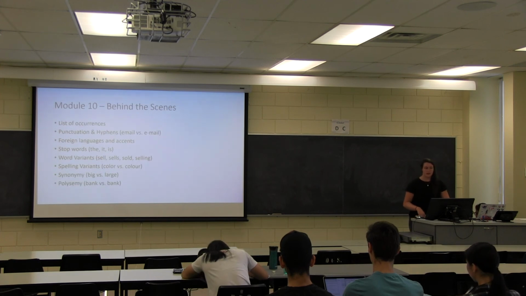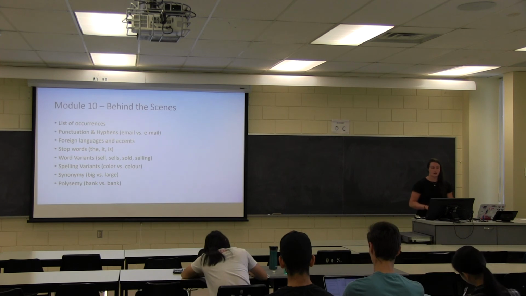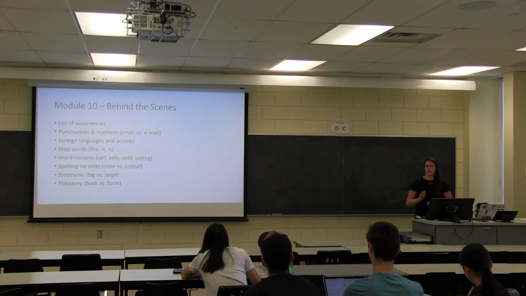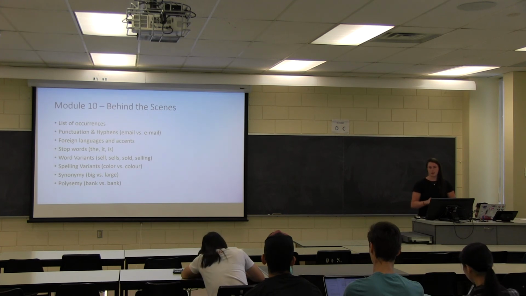Just looking behind the scenes, we talked a lot about this, and you did a lot of work for this in your Module 10 assignment. We talked about lists of occurrences. If a word is listed in spots 1, 2, 4, 8, 10 on a web page, that'll increase the chances that it'll be returned for a search than if a word is only mentioned in places 3 and 4.